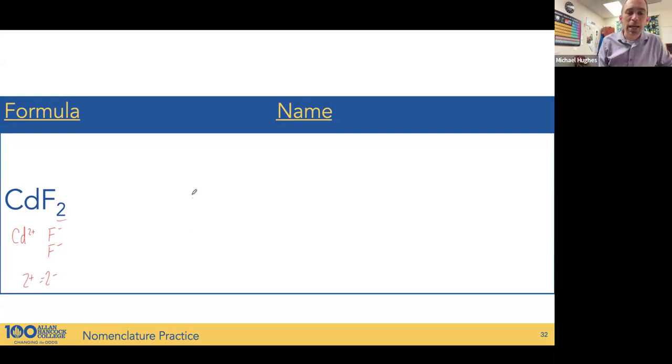So is there a metal? Yes, we name it cadmium. Do we know its charge? Yes, so no need for the parentheses and Roman numerals. And then we use the anion with the suffix ide. So this is cadmium fluoride.